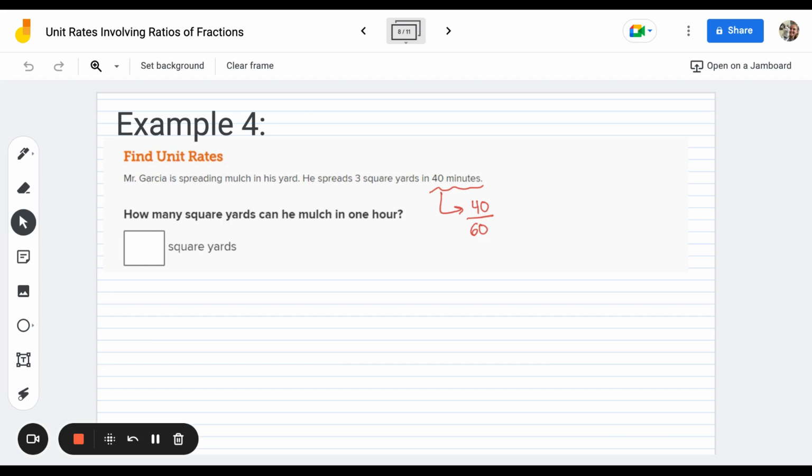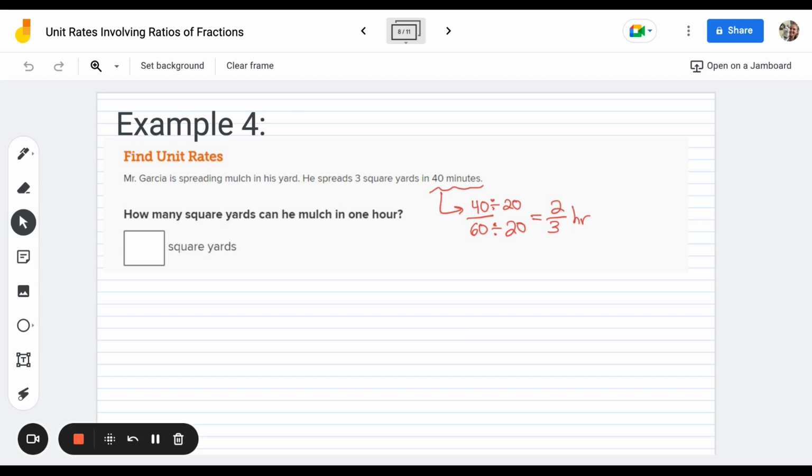Simplifying this, both of these can be divided by 20, and then we get our fraction 2/3. So that's the amount of time. 40 minutes is 2/3 of an hour. Now that we have that, we can focus on finding the unit rate for this problem. But that was step 1. You have to take your time and convert it so that it's in the same unit as what the problem is asking. So speaking of the problem, how many square yards can he mulch in 1 hour?